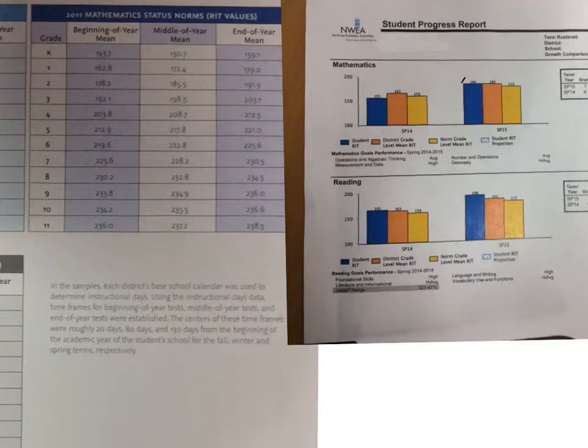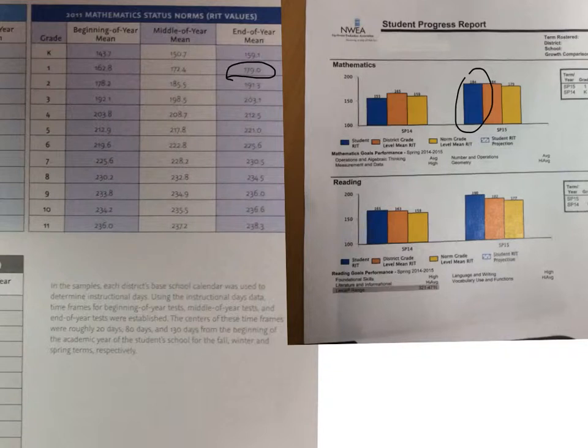So looking at the two of these side by side, our sample student this year in first grade has a score of 184. So looking here, end of the year first grade mean would be 179. So the student scored higher than the national norm RIT value. So the next question we should ask is how much higher did they score?